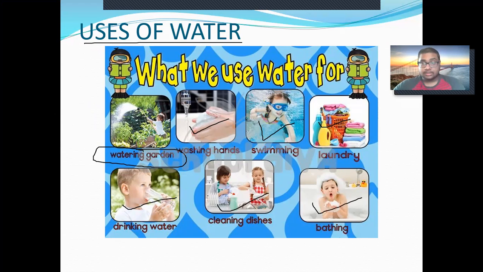There are many other things for which you use water, but these are some common uses. Let me repeat it for you again. We use water for watering plants, washing hands, swimming, washing clothes, drinking water, cleaning the dishes, and also bathing.